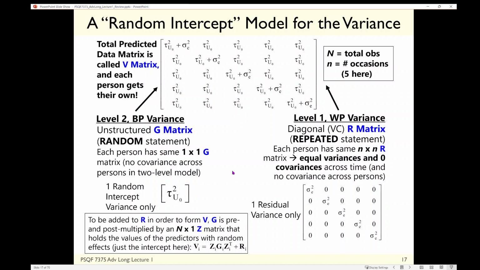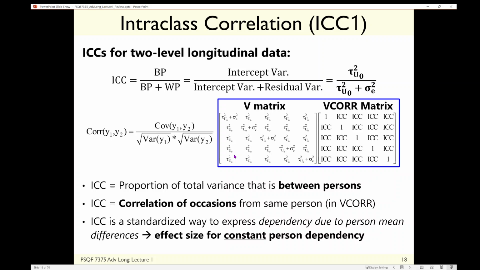And then there's one more letter that shows up in the mix, which is Z, a matrix that contains the values for the variables to be given random effects. In a random intercept only model such as this, it is just a column of ones, where there'd be as many ones for each person as they have occasions.